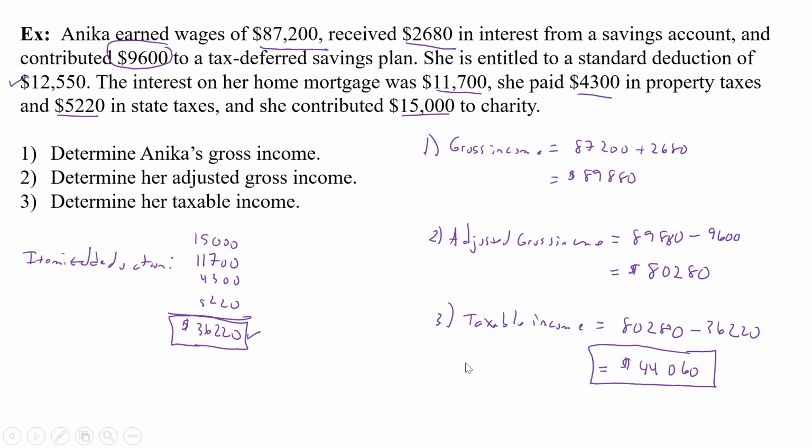Okay. And again, we just have to go through and see what is given and then go from there. So we knew she made those two amounts. She put something away in a deferred savings plan, so that's an adjustment. And then you had a standard deduction or you had the itemized deduction. So you had to compare the two of those, and itemized was bigger, so you subtracted that off, and that got us the taxable income. So let's stop there and we'll come back in a little bit.